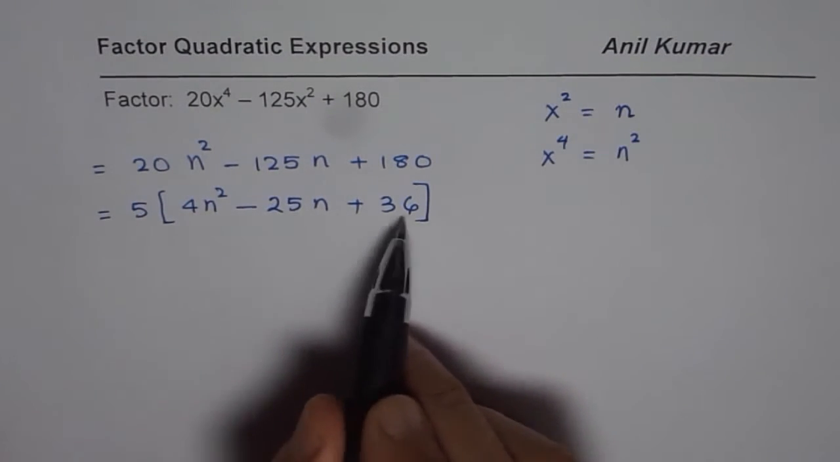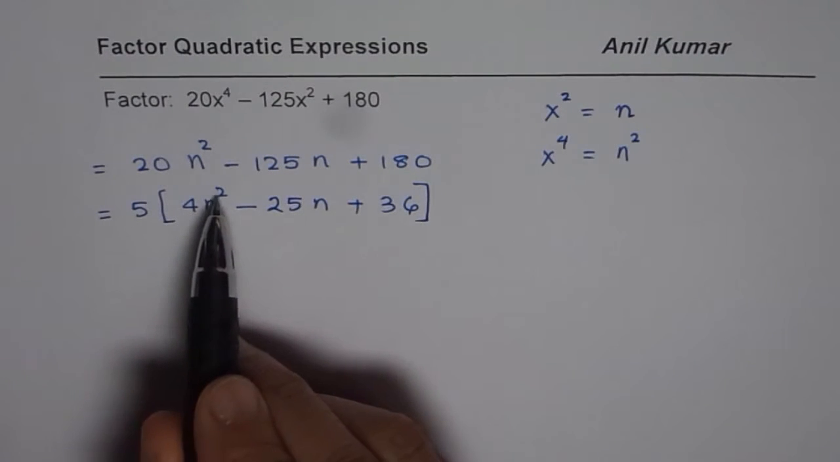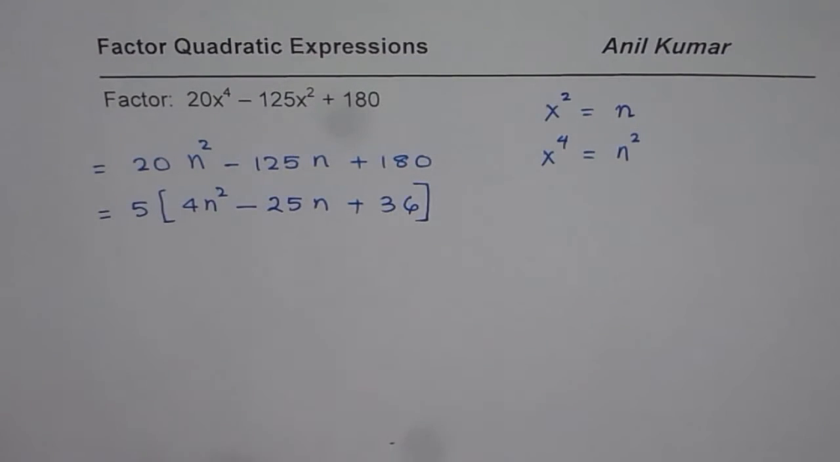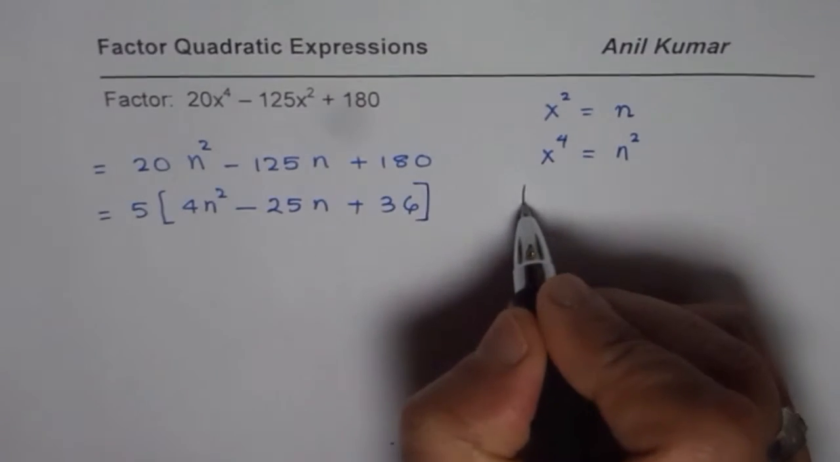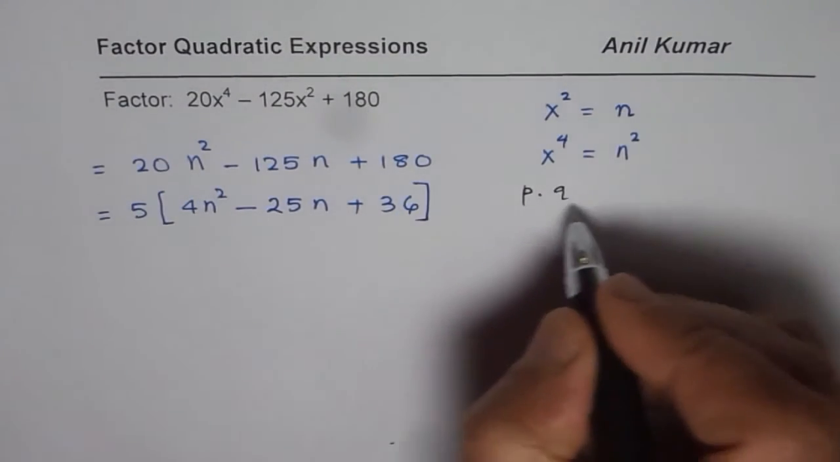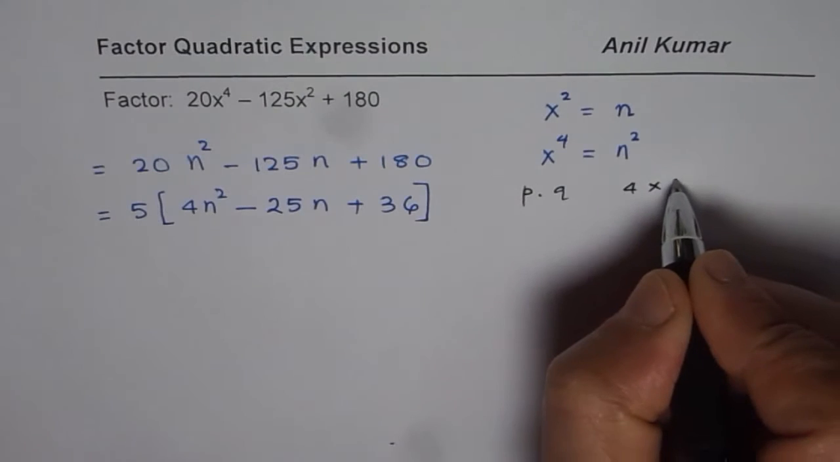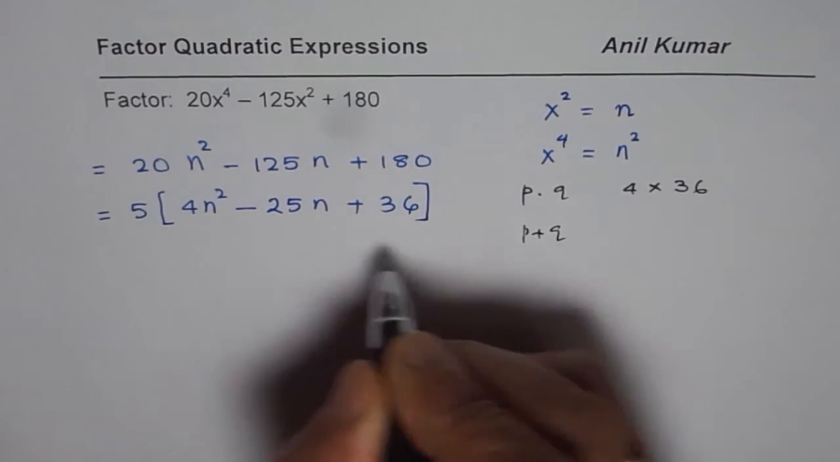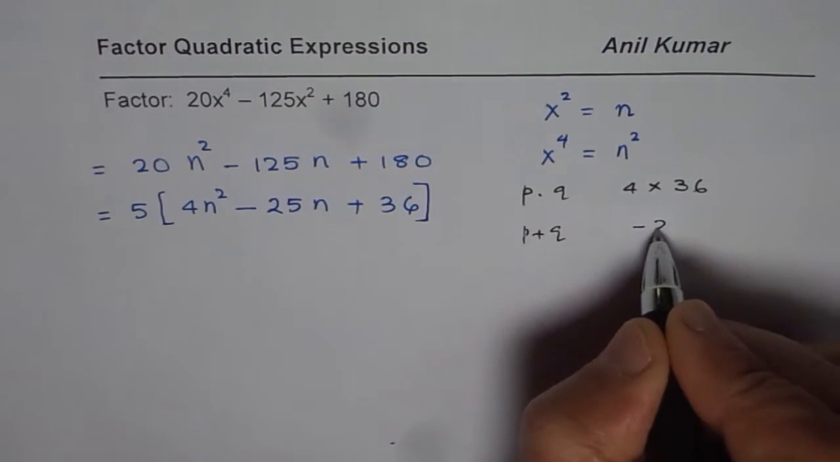Now, this is not a perfect square. 2n whole square, 6 square, but the center term is not twice 2n and 6. So that means it's not a perfect square. But we can still factor it using product and sum. So we are looking for two numbers, let's say p and q, whose product should be 4 times 36, and when you add them up, that is p plus q, we are looking for minus 25.